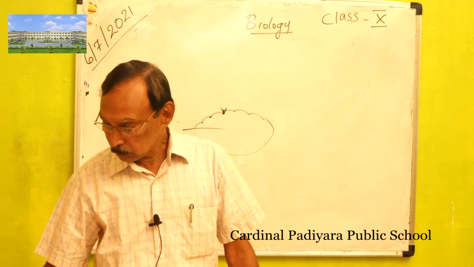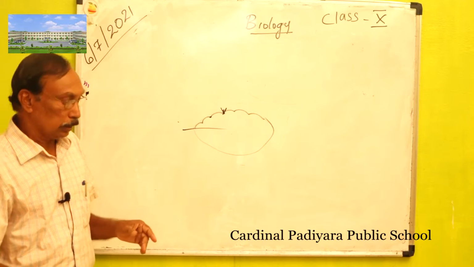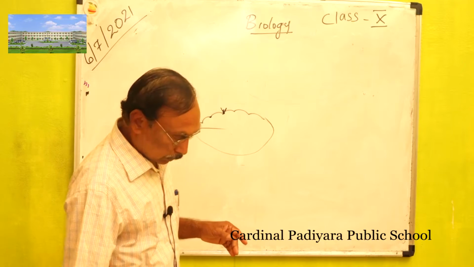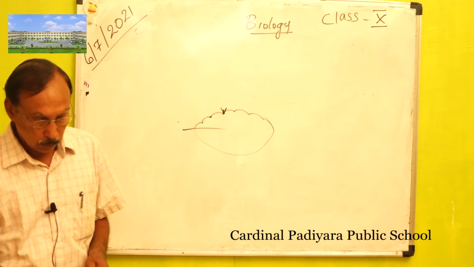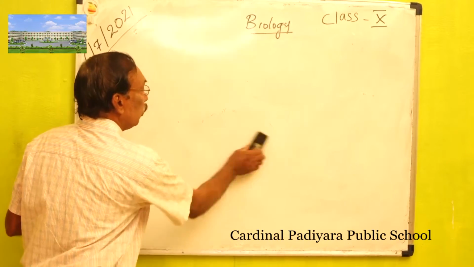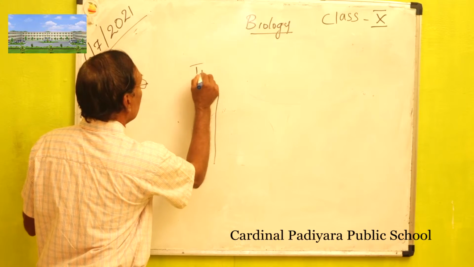Another good example is that we are actually using this technique in tissue culture. In tissue culture, what we are doing is this: the stem, the root tip of a plant is taken for tissue culture.